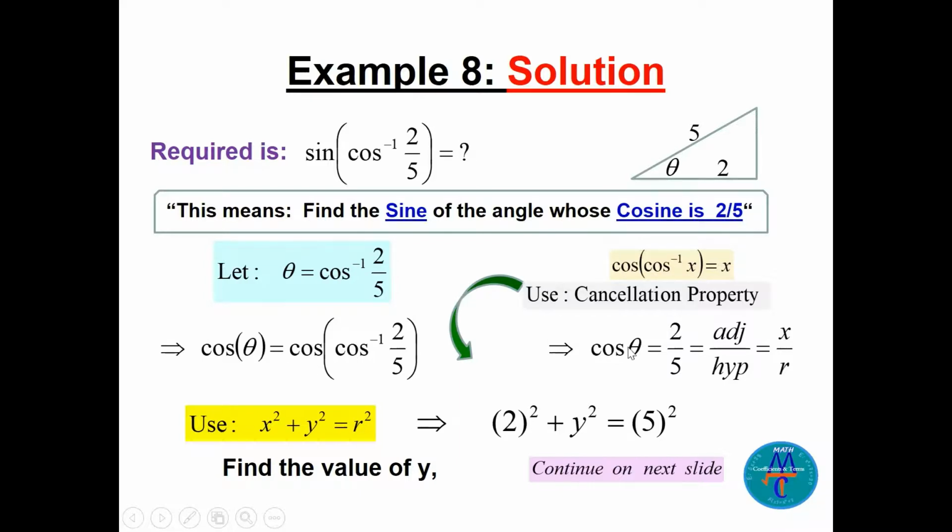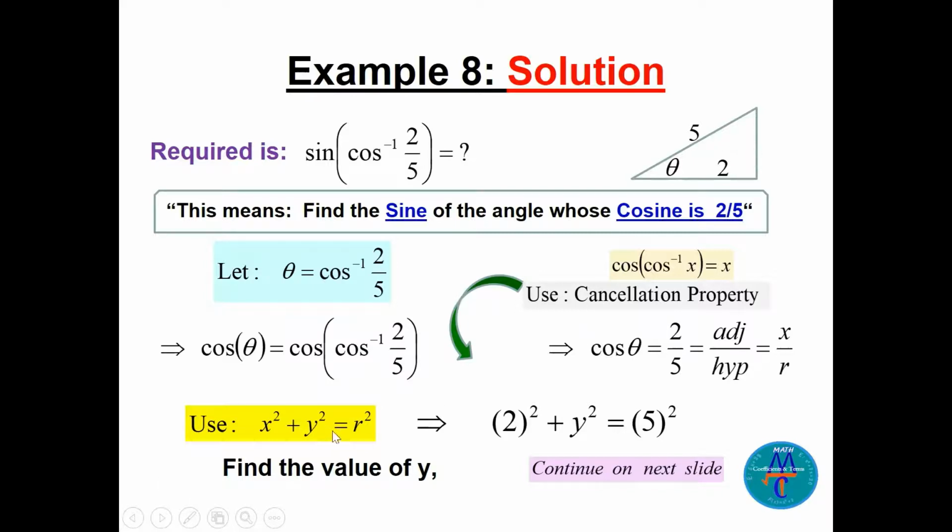Now, cosine theta, we leave it. Just take the bracket out. Cosine of cosine inverse of x is equal to x in the cancellation property because this x is between minus 1 and 1. So now I have cosine theta equals 2 over 5, which is x over r, or the adjacent over the hypotenuse. So if we have a theta here, this is 2 and this is 5. So let's find the y value.